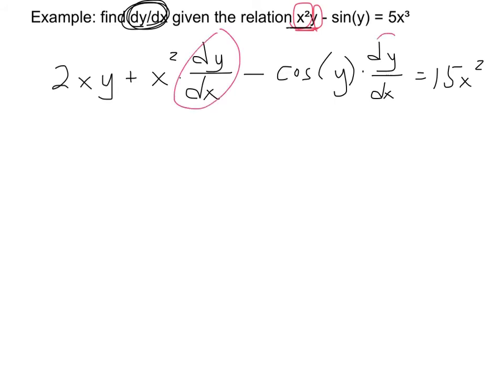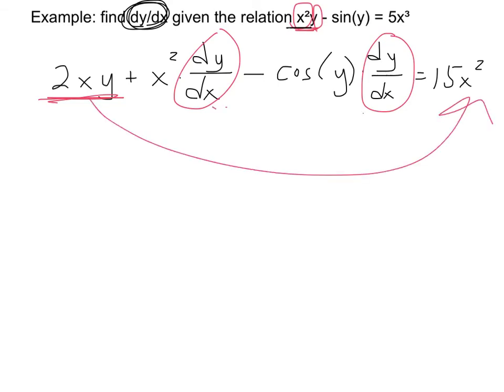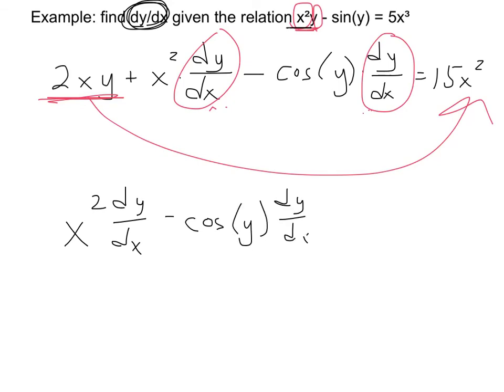When there are two of them, what we need to do is factor them out. Right? But I can only factor them out if all of my terms have that. This term doesn't have a dy dx in it, so I'm going to move that term over, and that will allow me to factor the dy dx out of both of these. Right? So I have x squared dy dx minus cosine y dy dx equals 15x squared minus 2xy.